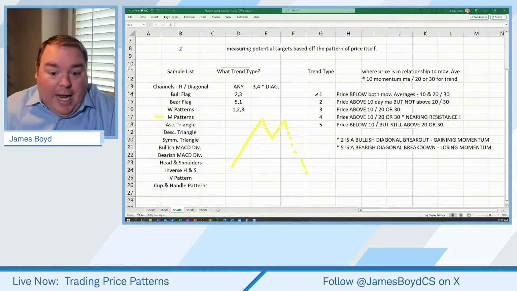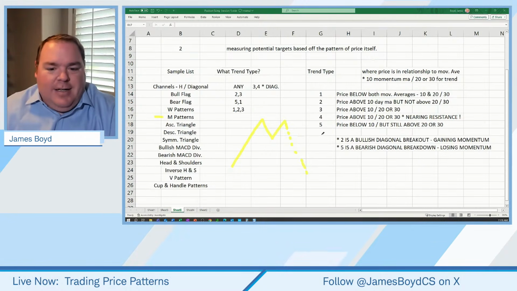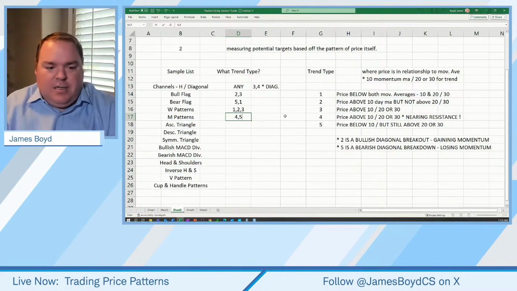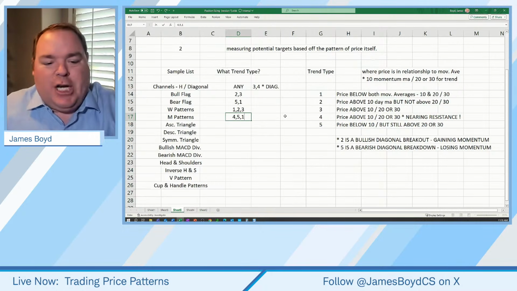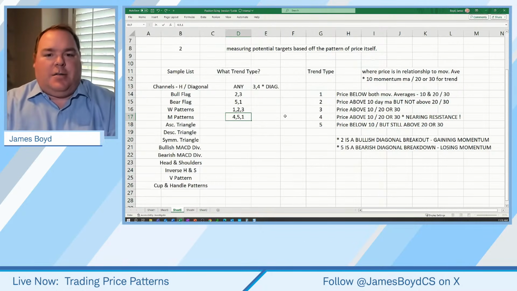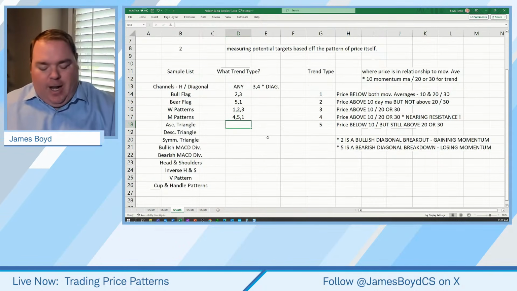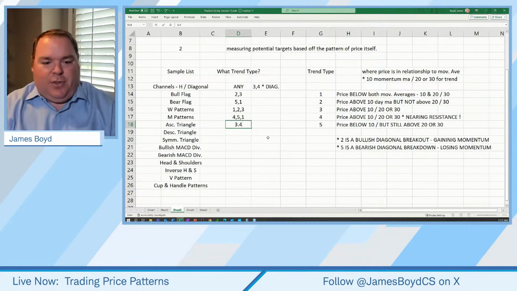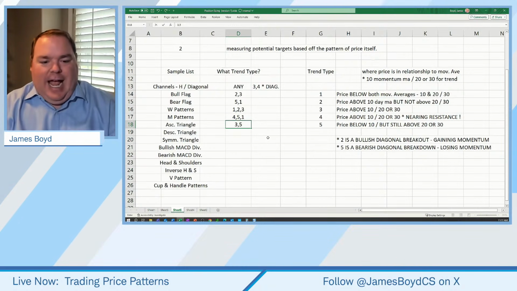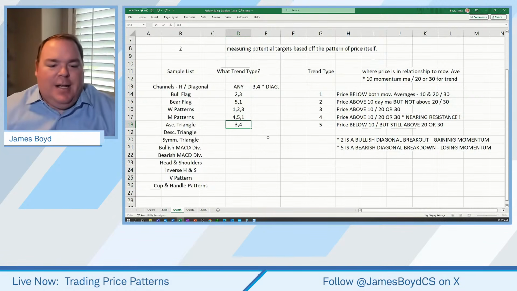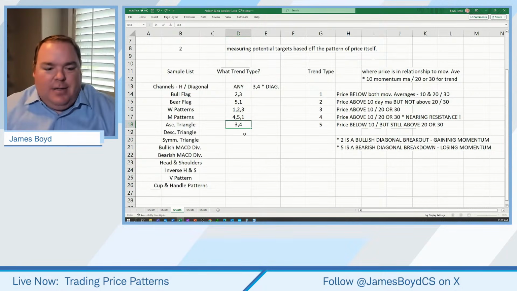What type of trend do we tend to see that in? We'd say it's 4, 5, and 1, okay? Because number 1 is we're starting to form a resistance, and then we're losing momentum, and then the price falls down. It tends to fall down aggressively. What about ascending triangle? Well, you probably see that in 3 and 4. Okay, consolidation, in other words. You're kind of creating a range of tops that create resistance.